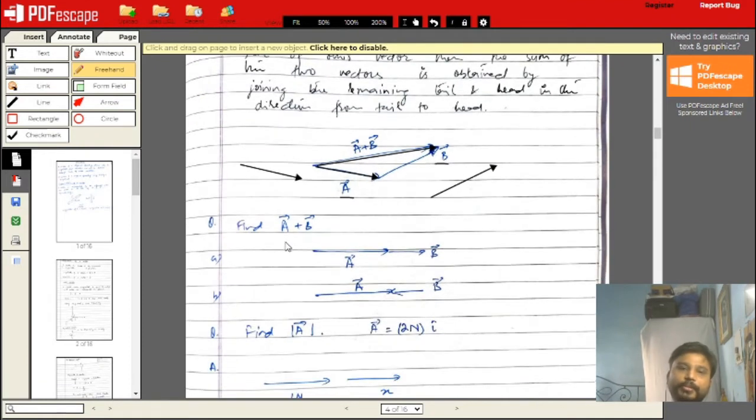So let's apply this rule in this question. We have to find A plus B. We have to simply draw it. So here the vector A's tail and B's head are already coinciding. So the remaining tail is here and the remaining head is here. So join the remaining tail and head in the direction from tail to head. So this is A plus B.